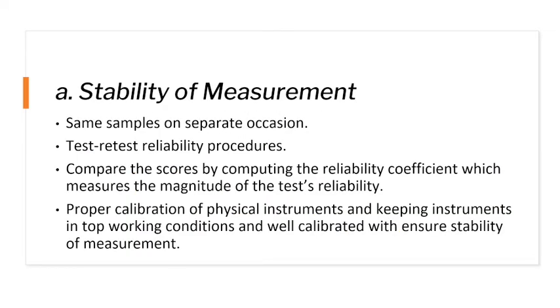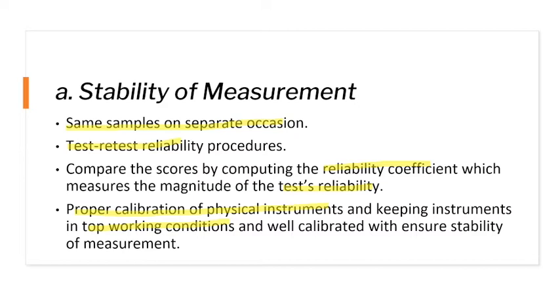Next, stability of measurement. Stability of measurement talks about the same samples on separate occasions. It talks about the test-retest reliability procedure to compare the scores by computing the reliability coefficient, which measures the magnitude of test reliability. It allows for proper calibration of physical instruments, keeping the instrument in top working condition and well calibrated, which will ensure the stability of your measurement.